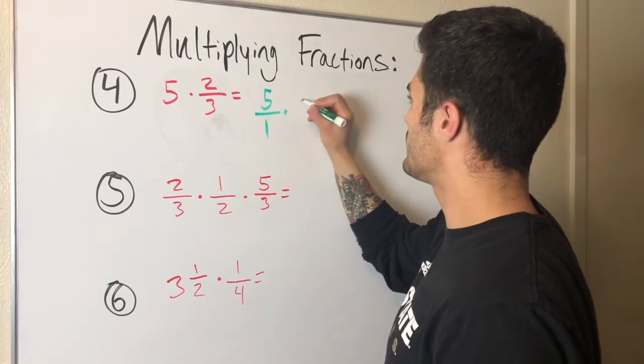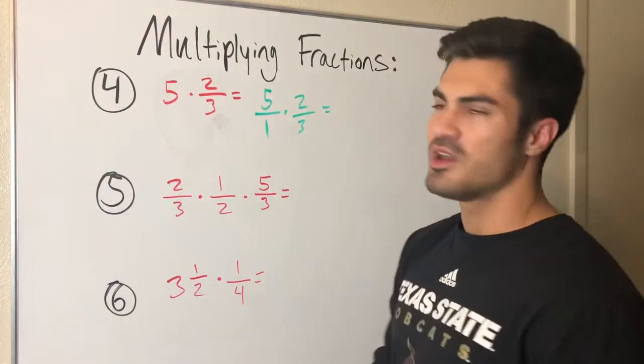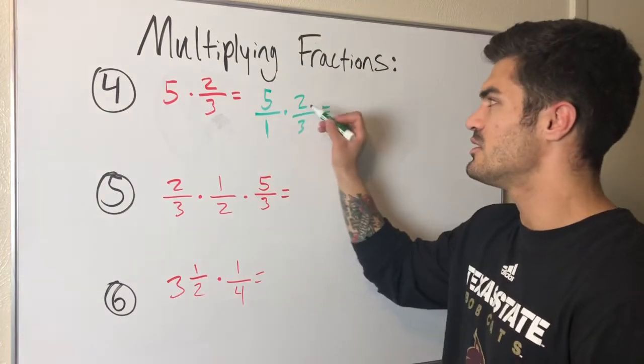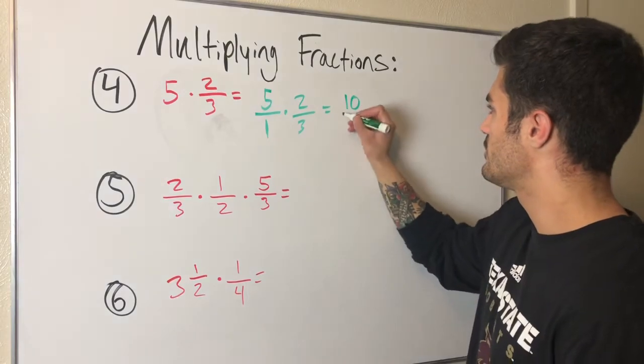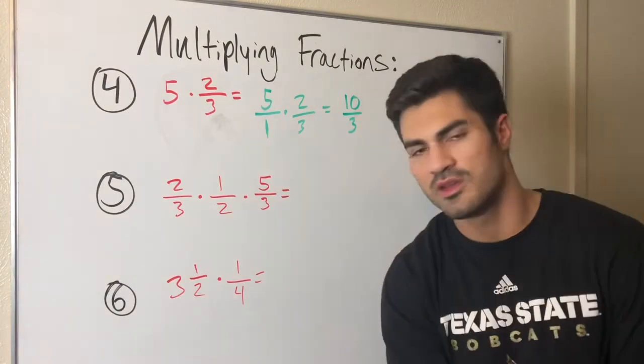5 over 1 times 2/3. And then we just multiply across. And now it's just like we've seen in the examples before. So we're left with 10 over 3.